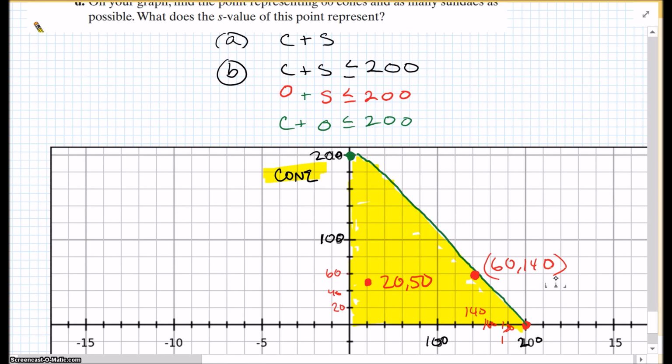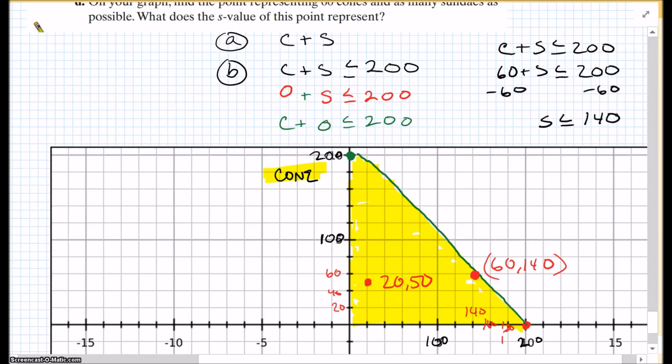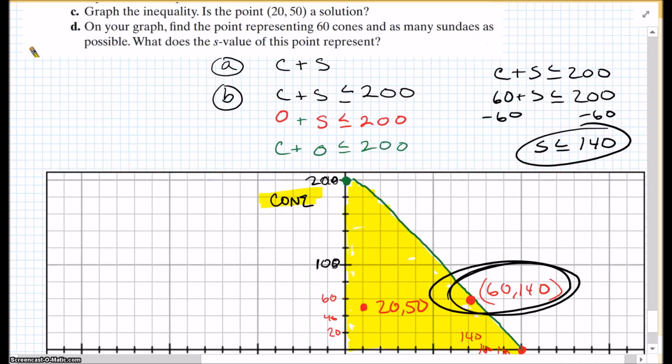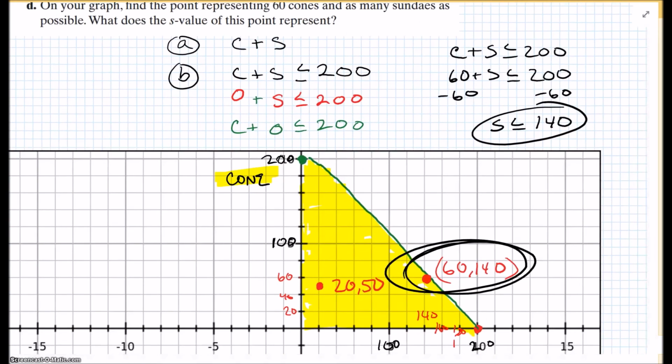Okay? And you could plug that back into your inequality just to see. It said 60 cones, so I have C plus S is less than or equal to 200. C is 60 cones, plus S less than or equal to 200. Subtract 60 from each side. So my sundaes would be less than or equal to 140, which is exactly what we got here. Okay? That's what the S value represents.